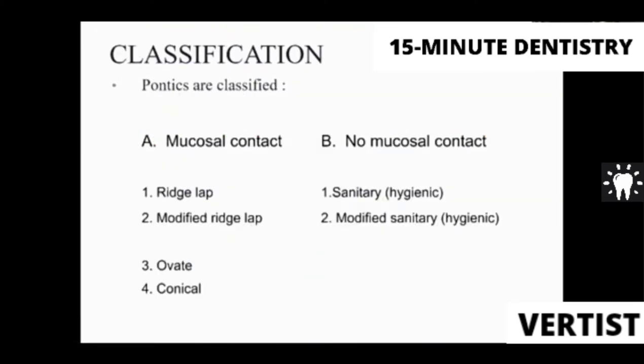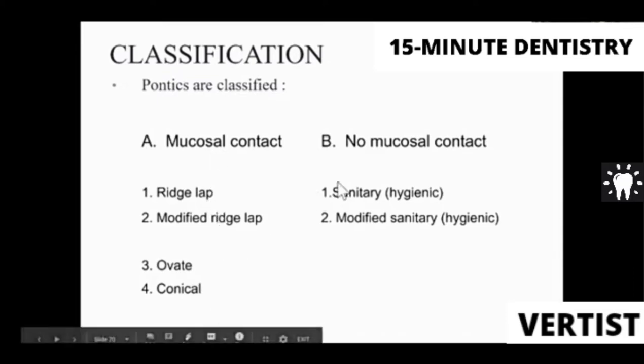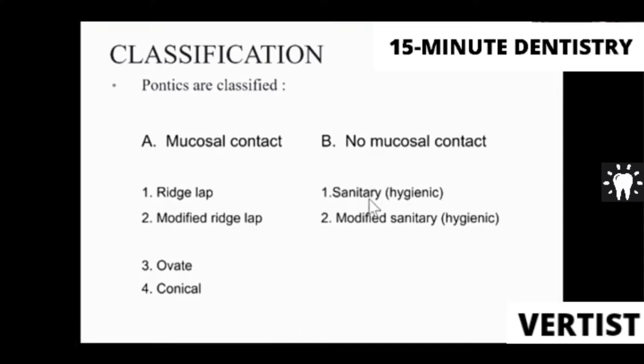They are classified according to the mucosal contact as ridge lap, modified ridge lap, ovate, and conical. Those with no mucosal contact can be classified as sanitary and modified sanitary pontics.